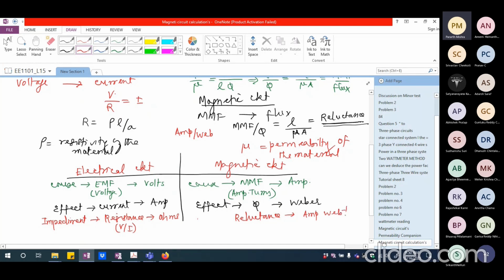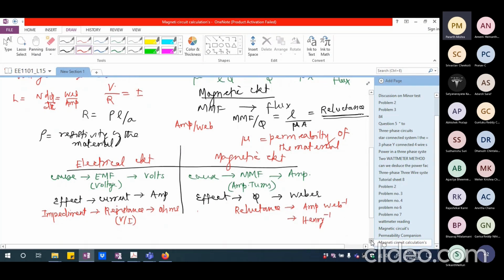And the same way, recall L equal to N d phi by di. So this is going to be Weber per ampere. So Henry is Weber per ampere. This is just the inverse of that, so I can call this Henry power minus 1. That is also fine. That is also the unit of reluctance.